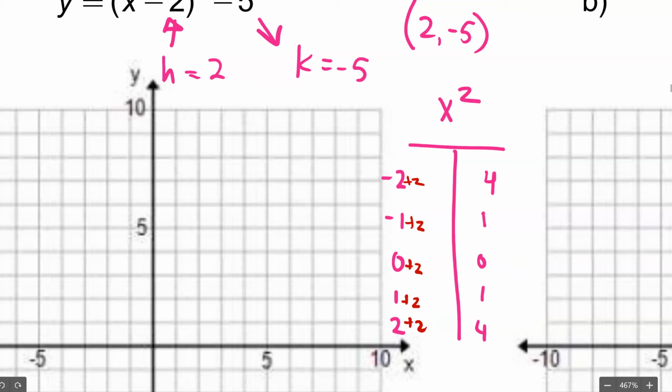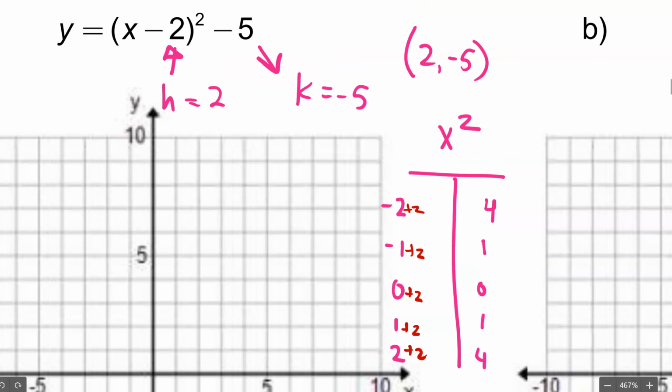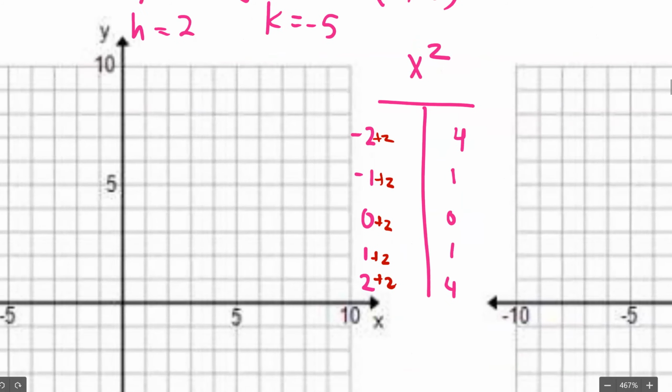But I thought we multiplied the 1. This is a horizontal shift of 2 to the right. So all of my x's, what used to be at x equals 0 is now at x equals 2. So I'm adding 2 to all my x's, and then I'm going to subtract 5 from all my y's, and I'll have my new points to graph.